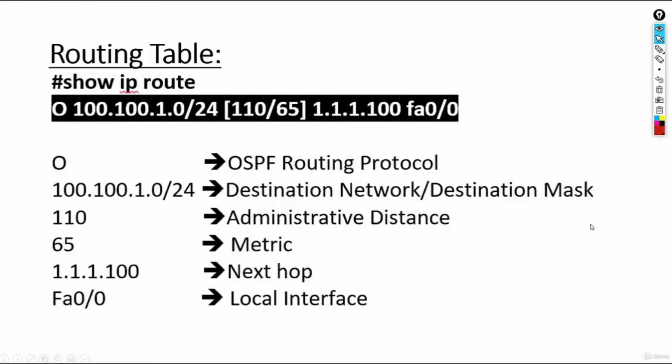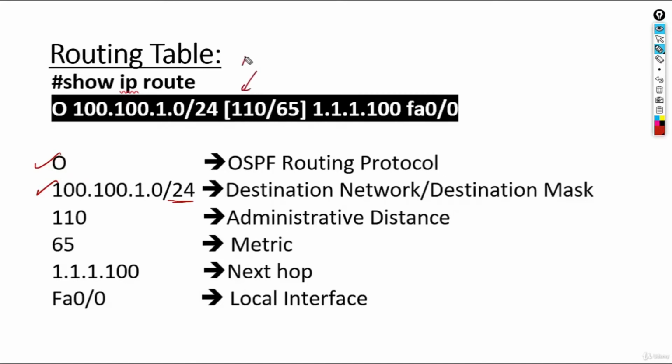In this lecture, we are going to look at the routing table. If you want to see the routing table on a Cisco router, you type the command show ip route and you'll get an output like this. O stands for which routing protocol you are learning. In this example, O means the OSPF routing protocol. 100.1.1.0 is called the destination network and /24 means the destination mask. Then in the square brackets you can see 110 and 65.